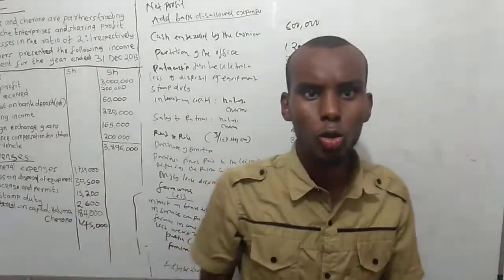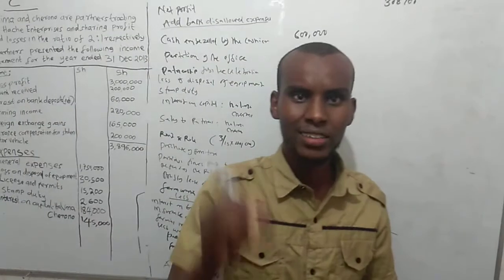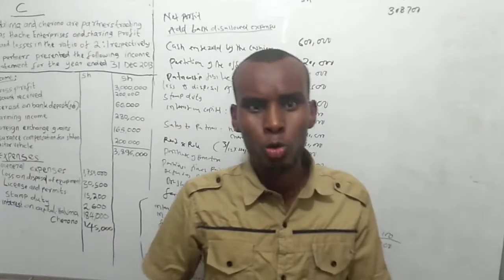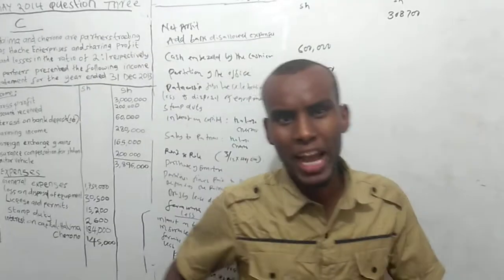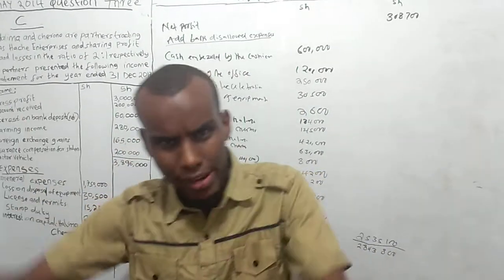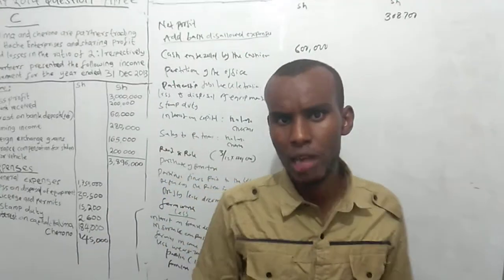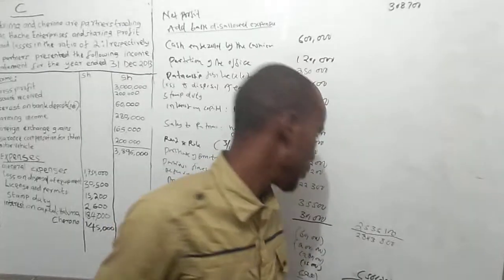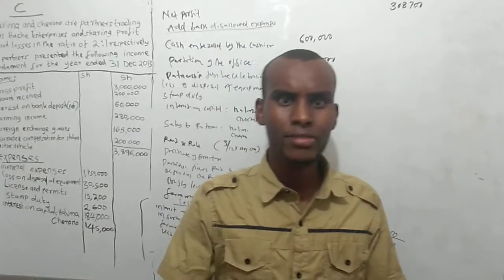That's all about Roman 1. We have done the adjusted taxable profit. Remember, we started with the net profit. We added back the disallowed expenses. Then we deducted the non-business income, the capital allowances. Then we get our adjusted taxable profit. As simple as that.